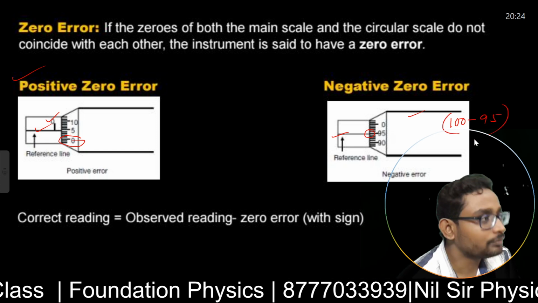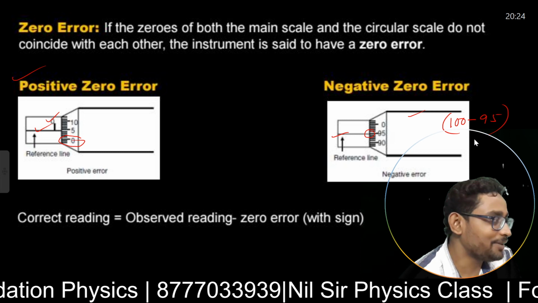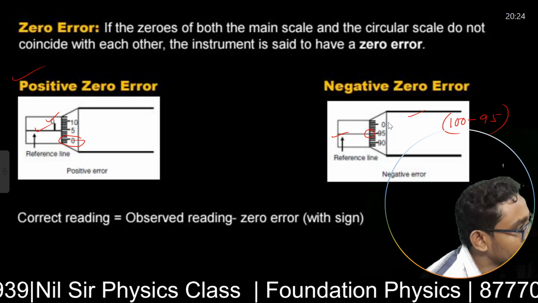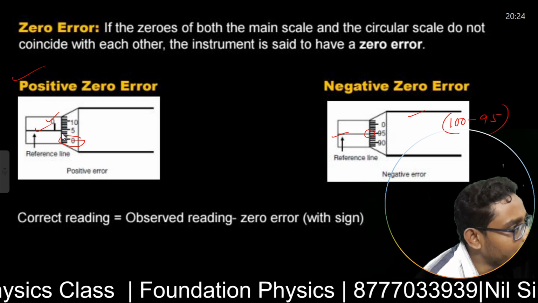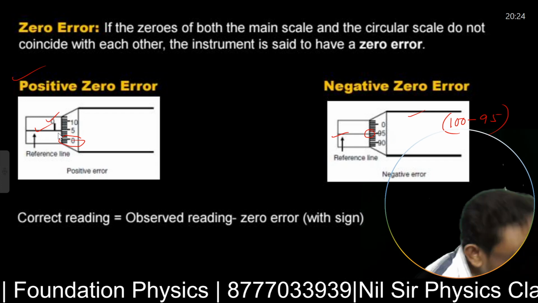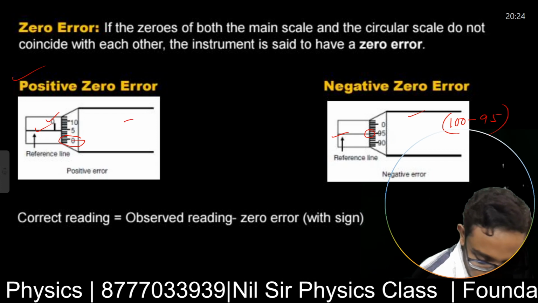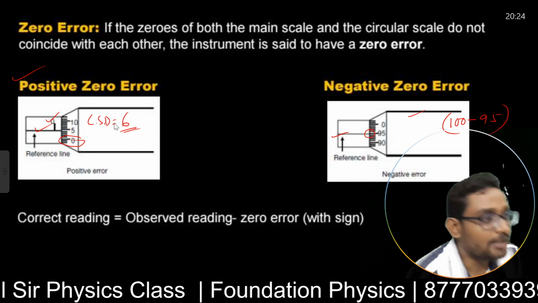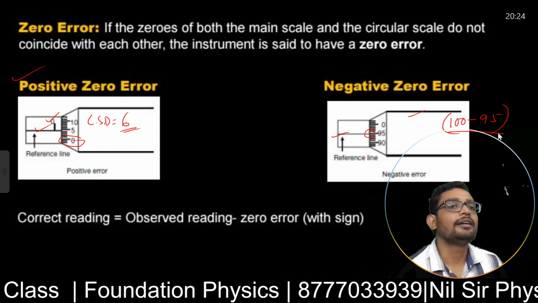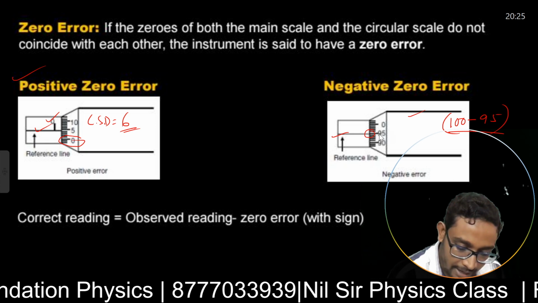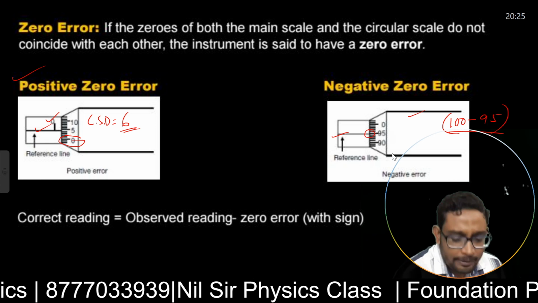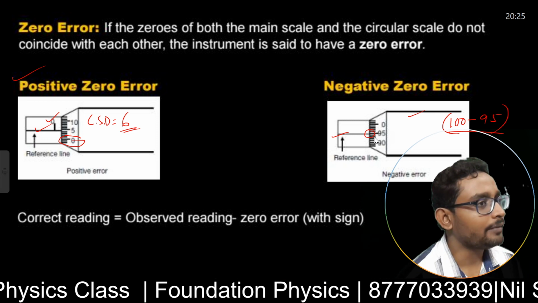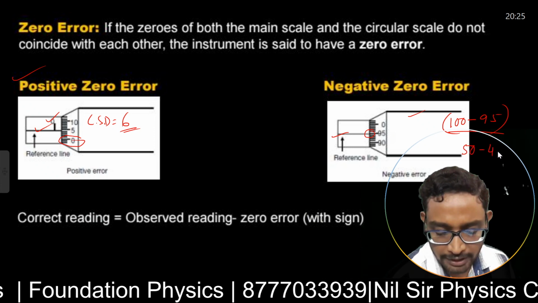You can also write 100 minus 95. Your reading here is 95. It is coinciding with 5 or 6, so the circular scale division here is 6. In this case, we will take 100 minus 90 because it is above, and 95 is actually coinciding with this. If the scale shows 50 divisions and the coinciding reading is 48, then we will take 50 minus 48.